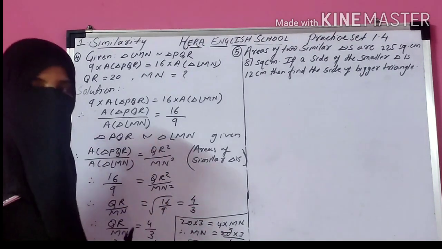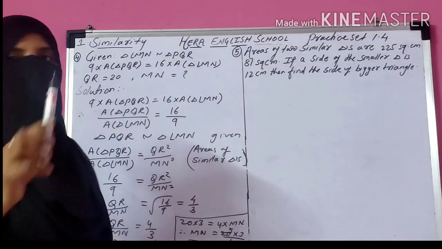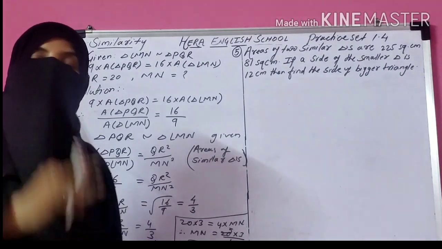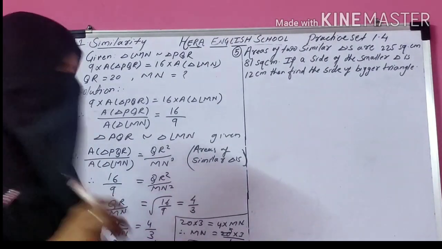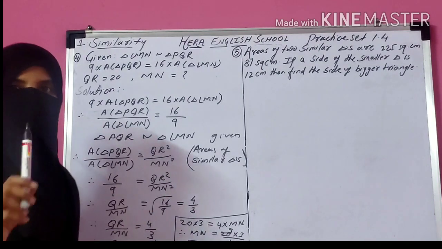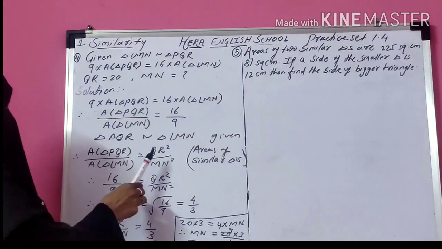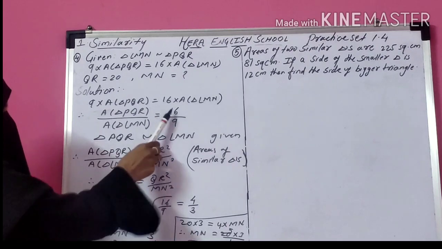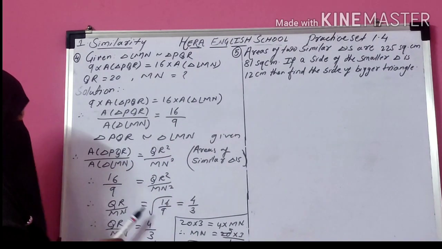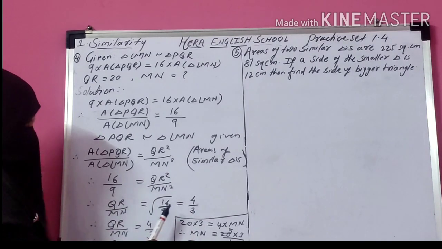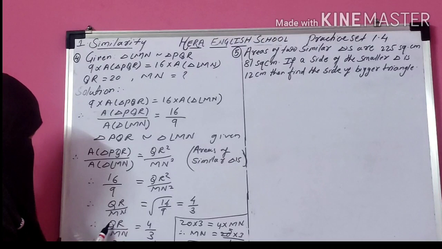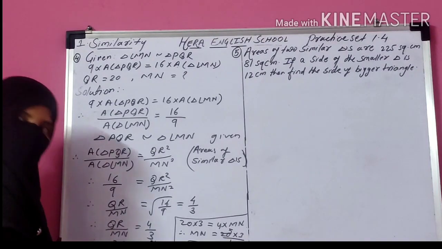Okay, don't be confused. The first property is the ratio of area of triangles, and this theorem is the ratio of areas of similar triangles. The ratio of areas of similar triangles is proportional to the square of the corresponding side. Now I substituted the value of the ratio of area, 16 upon 9. So therefore QR upon MN is a square, it gets converted to the square root. So the square root is 4 upon 3. So you get the value of QR upon MN as 4 upon 3.